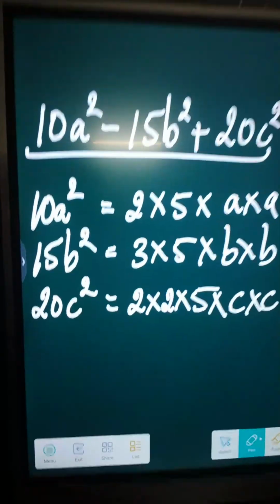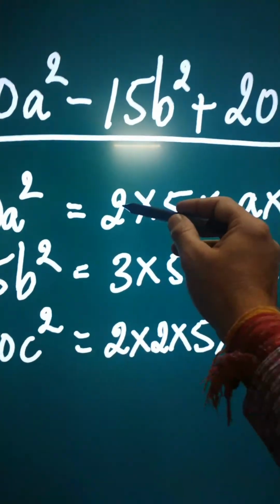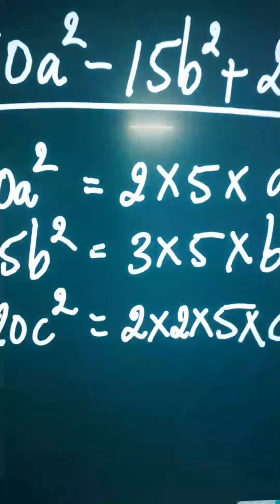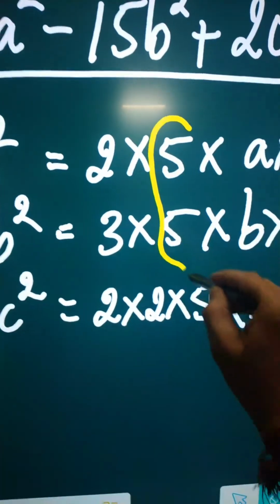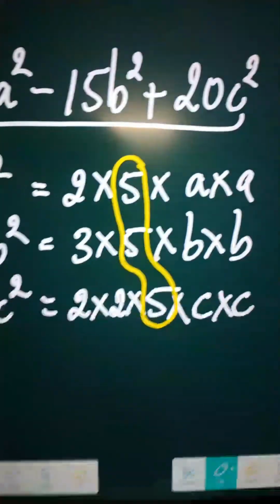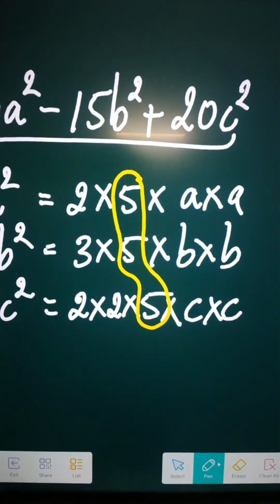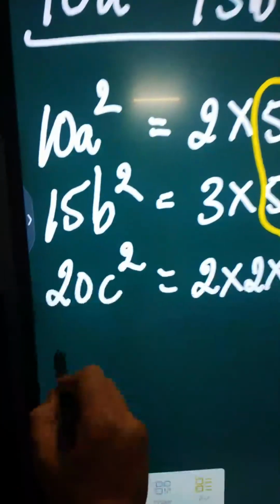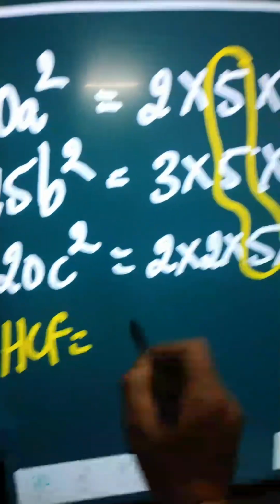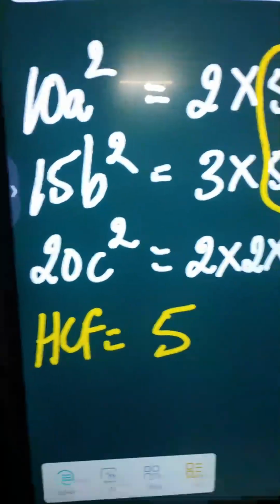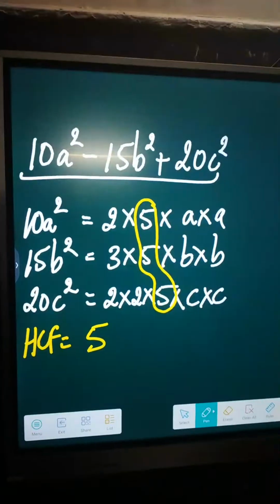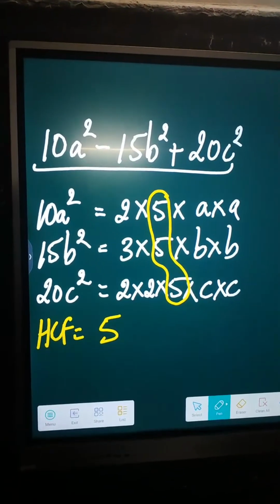Now like we find HCF, we will see what is common. 2 is in this term, but there is no 2 here, so 2 is not the HCF. Whatever is common in the terms will be taken as HCF. The HCF is 5. A, B, C, nothing is common, so you will take only 5 as common.